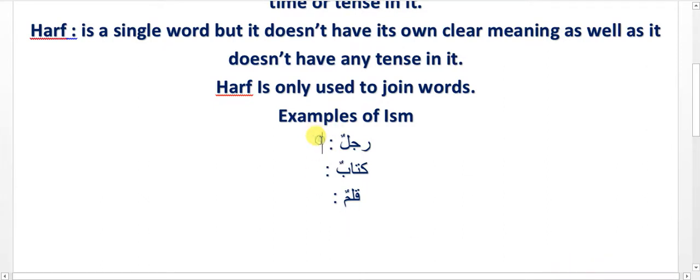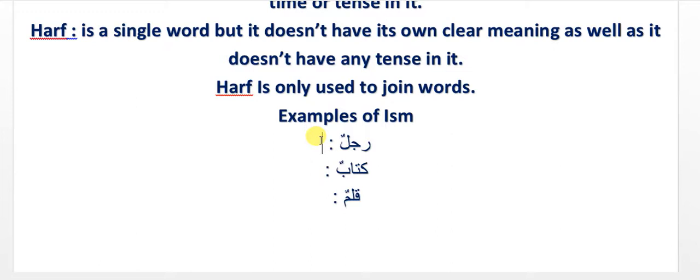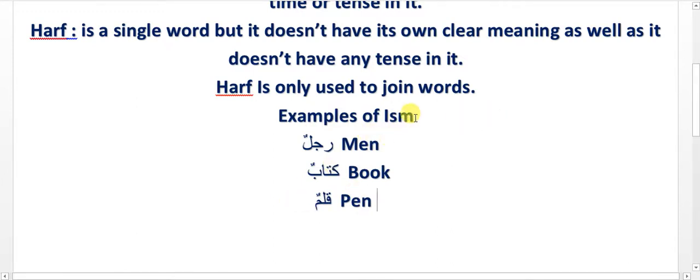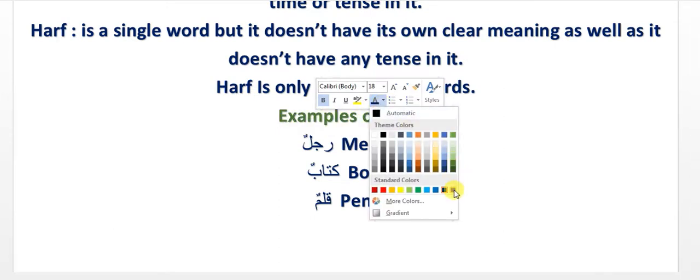The definition of ism will be understood clearly when we learn the definition of fi'l also, because then you can easily categorize ism as having no tense in its meaning. Rajulun means man. When we say man, it doesn't have any tense. Rajulun has one meaning, that is man, but it doesn't have any time or period in its meaning. Kitab means book, and a book doesn't have any time or period in its meaning. Qalamun means pen, so qalamun also doesn't have any tense in its translation. So these all are ism.